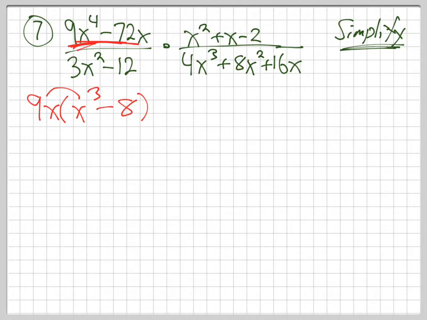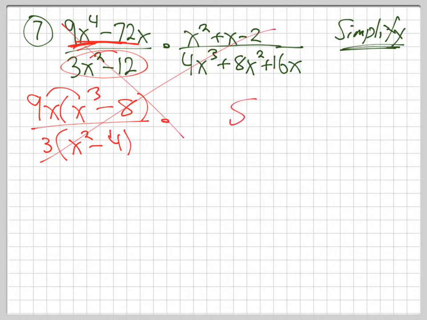I think I picked a bad one. Let's keep going. We'll see. The bottom. Take out a 3. X squared minus 4. Yes, I picked a bad one. Oh, I can't believe it. They just really snuck those in on me. All right. Skip this problem.